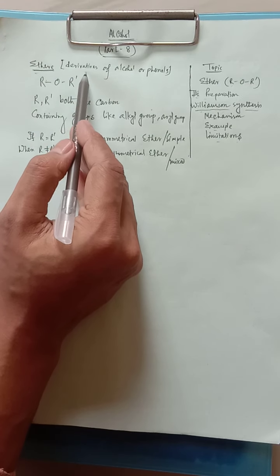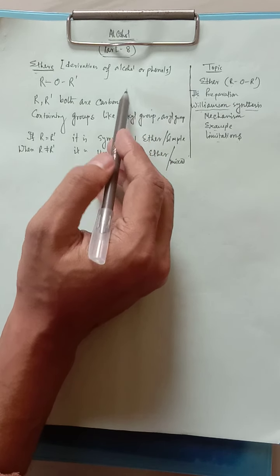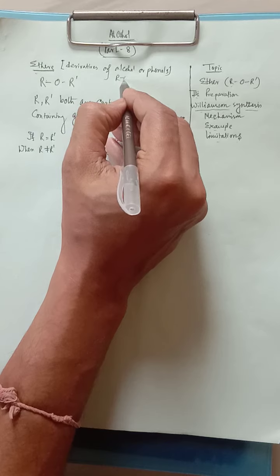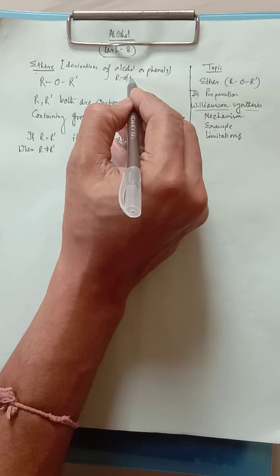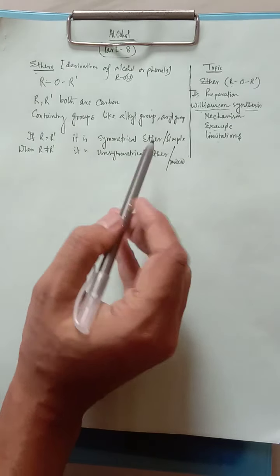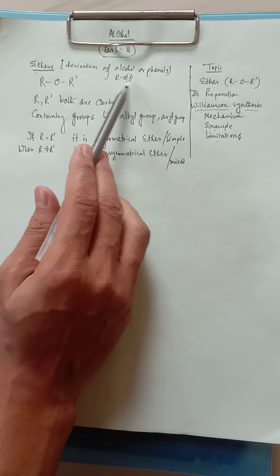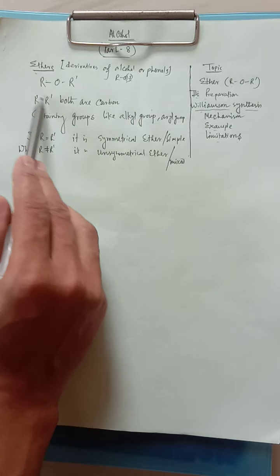Ether is a derivative of alcohol or phenol. We all know that alcohol general formula is ROH. Here H is replaced by either alkyl group or aryl group, whatever. That means any carbon containing group replaces this hydrogen, it will prepare this one, that is ether.